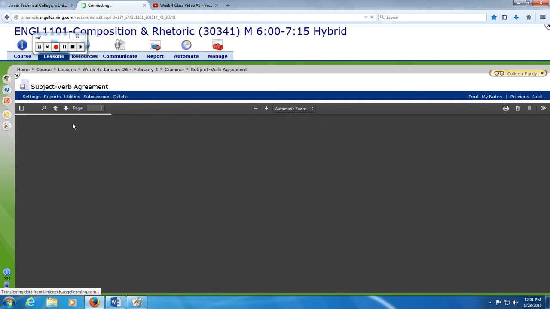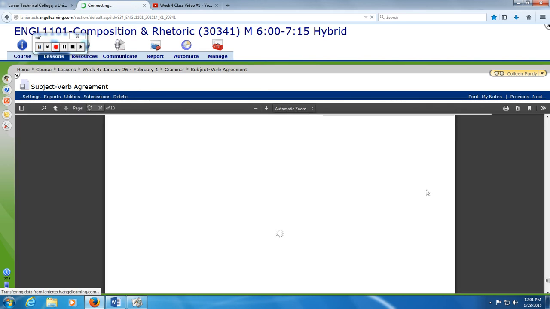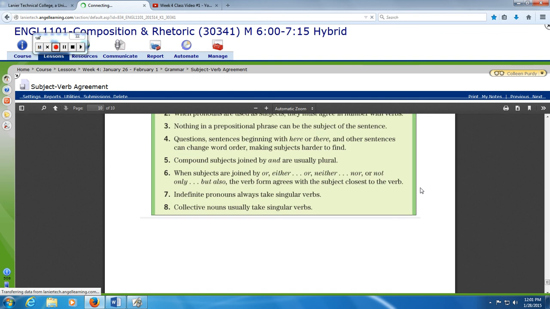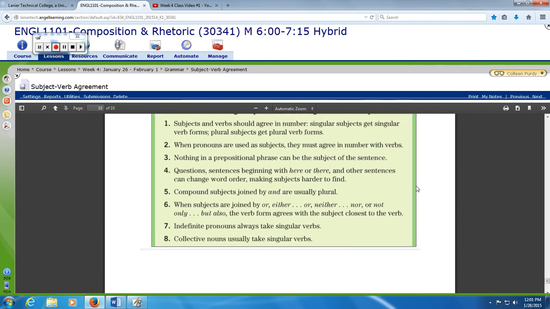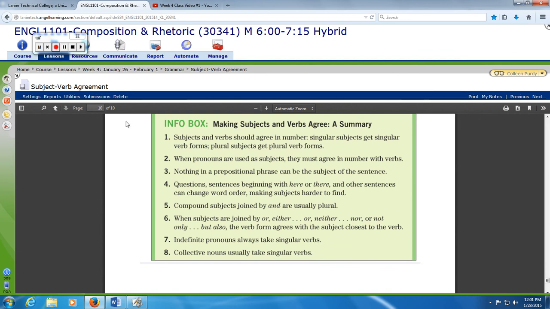I know we took a look at this on Monday, but this is on page 10. This is the very last page, and there is a summary here. So really, if your sentence fits one of these scenarios, you just find the appropriate scenario and apply the rule. So for example, indefinite pronouns always take singular verbs.